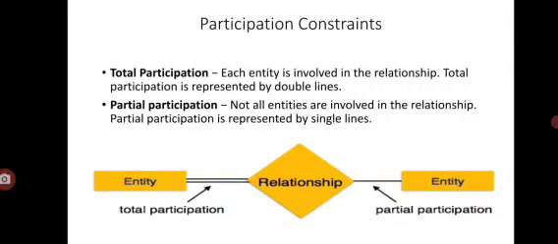Another participation is called as a partial participation. Not all entities are involved in the relationship. Partial participation is represented by the single line. So such a type of entities are called as a partial participation. So you can see in the figure or the diagram that in between the two entities there is a relationship. That relationship is established with respect to the diamond symbol, and the relationship between the relationship and the entity will be represented by double lines for total participation, and the partial participation is represented by single line.